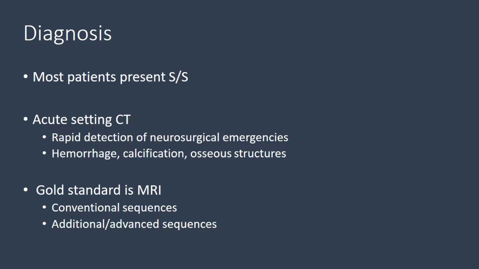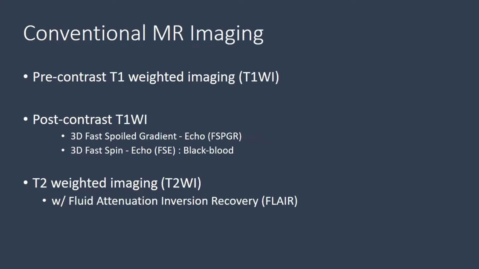However, the gold standard is MRI, and we now have very conventional sequences. In addition to that, you have some extra and advanced sequences. In the conventional imaging, you have the pre-contrast T1 weighted sequence. This is very important because you do want to make sure that there is no intrinsic T1 hyperintensity in the lesion that you're trying to see has contrast enhancement. This intrinsic T1 hyperintensity can happen because of subacute hemorrhage.